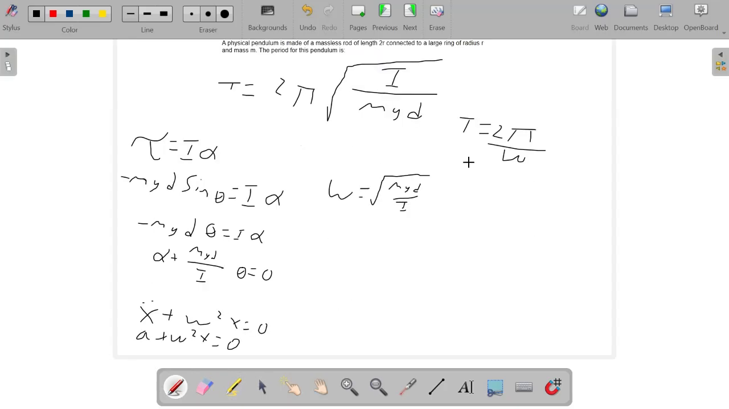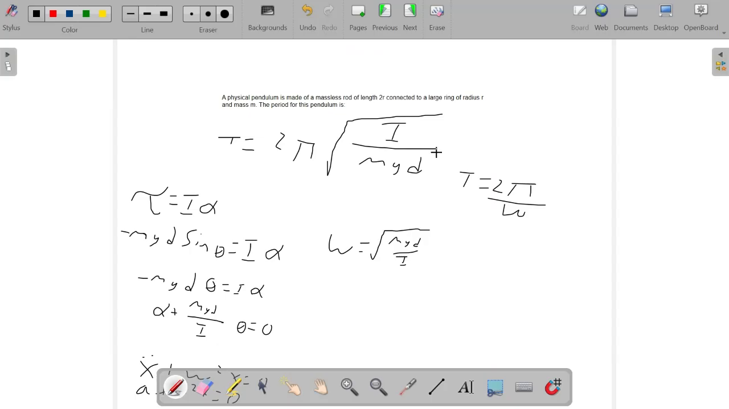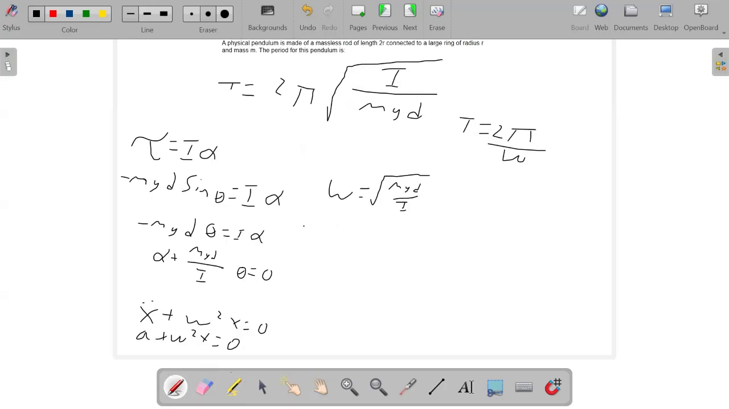Anyways, so now all you have to do is calculate I and d. Oh, and also, is there an M value? No, wait, no. Sometimes you can have more complicated ones where the rod has mass. This is not one of those times, so we don't have to take that into account. Anyway, so we get that T equals 2 pi, the square root of I.